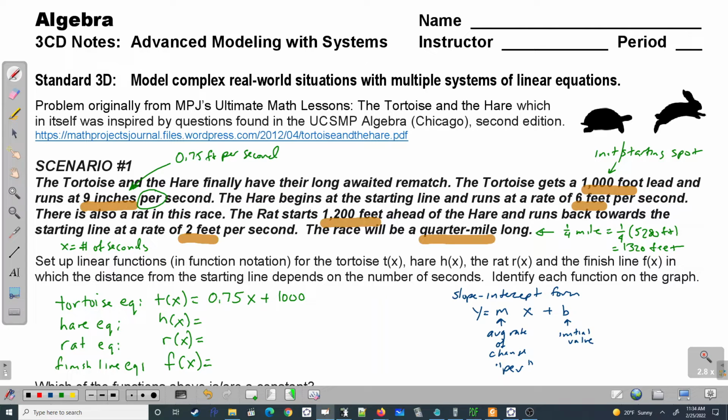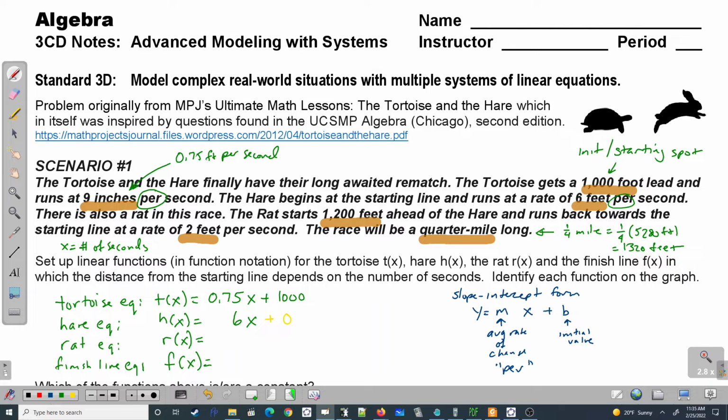I'm going to do the same thing for the hare. The hare, right here, says traveling 6 feet per second. So I'm going to go 6, multiply it by the number of seconds. I'm not going to need to put down a starting value if the hare's got no head start. So technically, it could be 6x plus 0, but let's be clear here. I very rarely would put the plus 0.